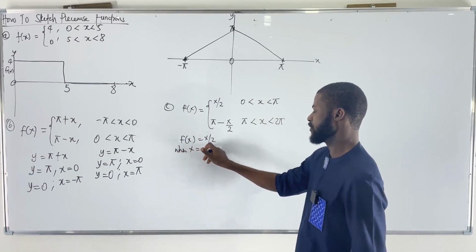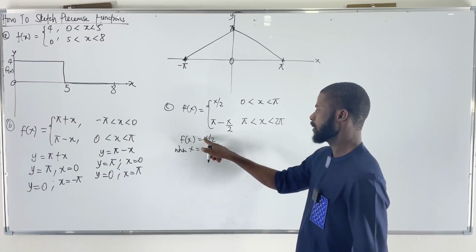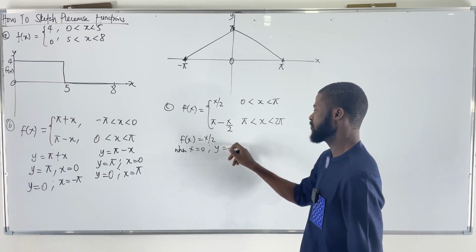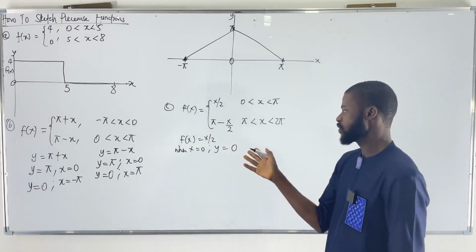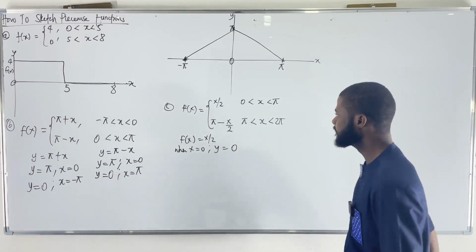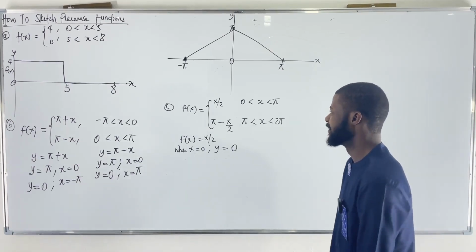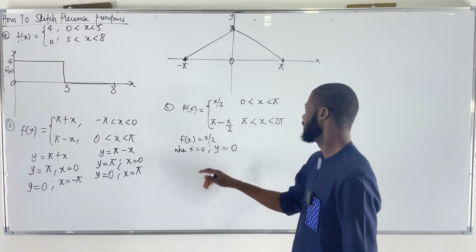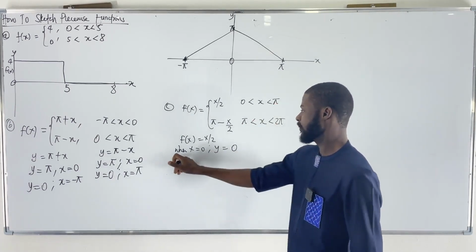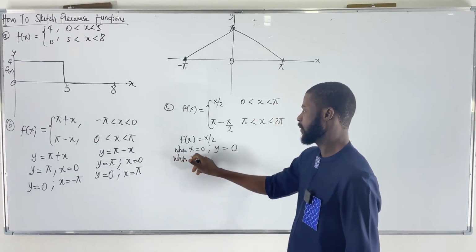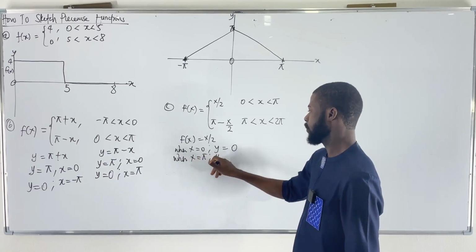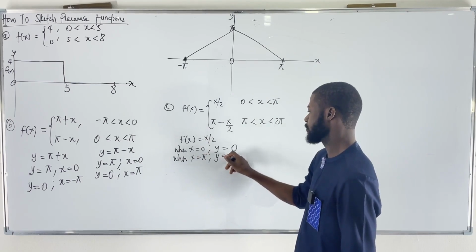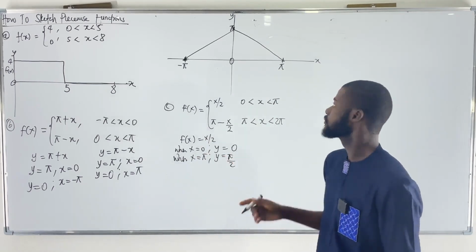So when s equals 0, what will y become? This is s, right? And s is now 0. So this is 0 over 2, which is just going to be 0. So we have 0 at 0. Okay, so let's proceed. The next one, when s is pi, when s equal to pi, y will become, if you should put pi here, this will become pi over 2. So y is pi over 2.